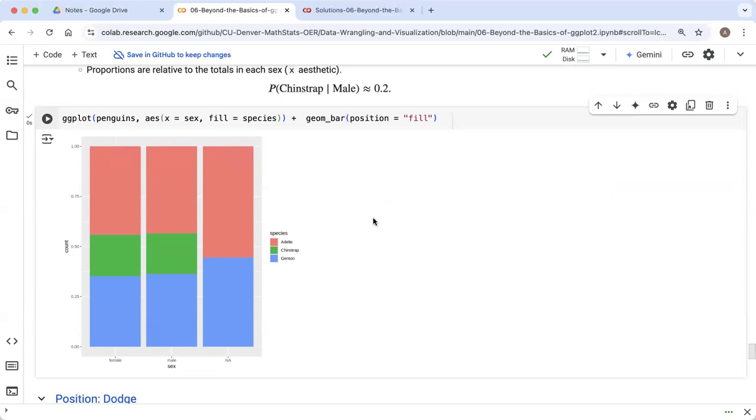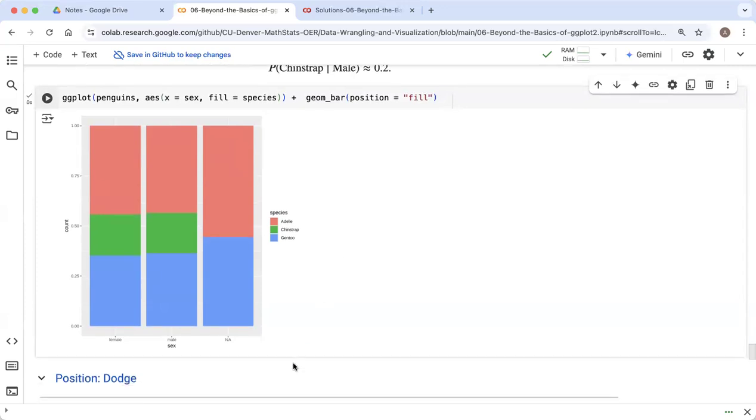And so based on what information you're trying to communicate to somebody, that's going to dictate what you want to map to X, what you want to map to the fill. Okay, so we'll stop this video there, and next we'll talk about how we can use the dodge position when we're constructing bar plots in ggplot2.